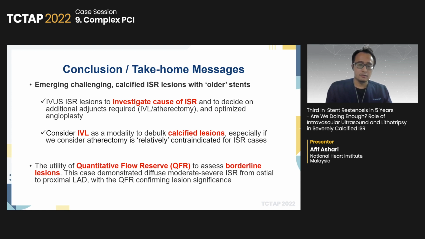The other point is the utility of quantitative flow ratio to assess borderline lesions. In this case, we initially thought whether we could leave this lesion alone, but we confirmed it with a QFR value of 0.71 before we proceeded with IVL and debulking for the DCB angioplasty. I think that's all from me.